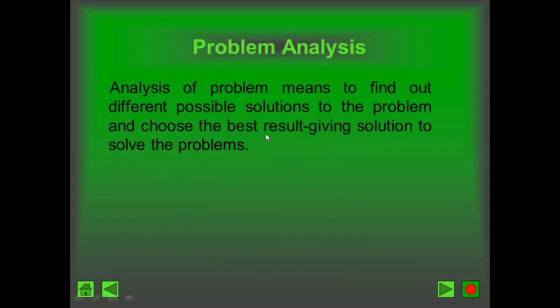Now, after problem identification, we move to the second step. In this step, we analyze the problem. Here, analysis means to find the solutions of that problem. We figure out different possible solutions and try to find out which is the best result-giving solution. So this step is to find the best solution among a number of alternatives, among different possible solutions to the problem.